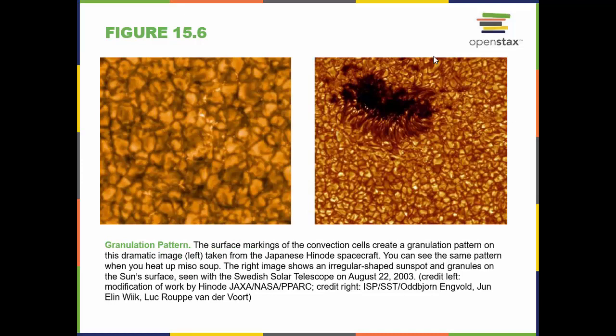If we look a little closer, we see this granularity pattern, the surface markings of these convective cells. They create this granulation pattern, like in this dramatic image taken from a spacecraft. You can see the same pattern when you heat up soup or oil. The bottom becomes hot, expands and rises, gets to the top and cools off, and then sinks back down to the bottom. If you're boiling water, you're quite familiar with watching this happen.